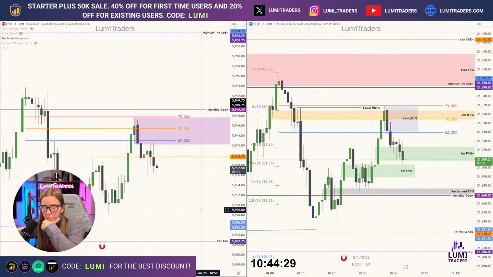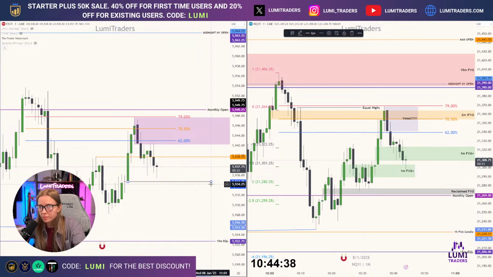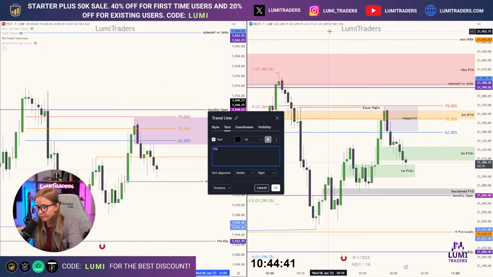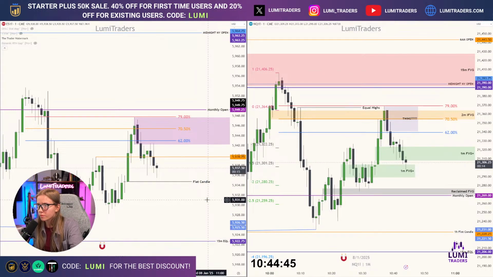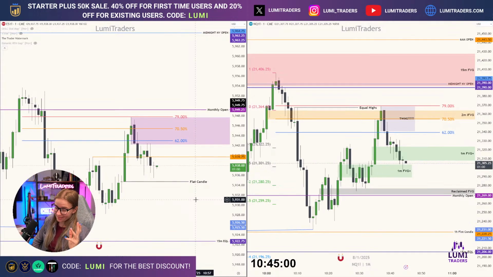How many points are we away? 15 points away. Is it flat candle? Looks like. I feel like I'm going to fade every single long setup just because this equal lows looks so nice, so obvious.